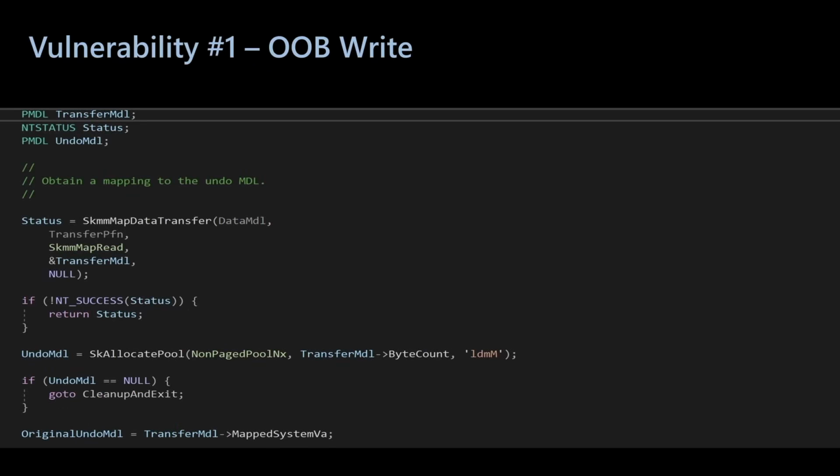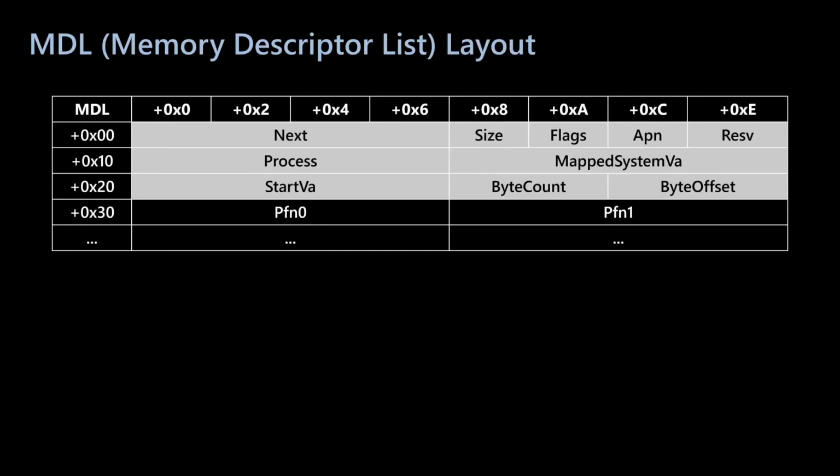This code snippet shows the first vulnerability. The byte count field passed from the VTL0 can be any value, and it will be used as the allocation length for the newly allocated undo MDL. Undo MDL should be at least 48 bytes as an instance of the MDL data structure. Guess what will happen if byte count is smaller than 48? Yeah, you're right. An out-of-bound write will happen.